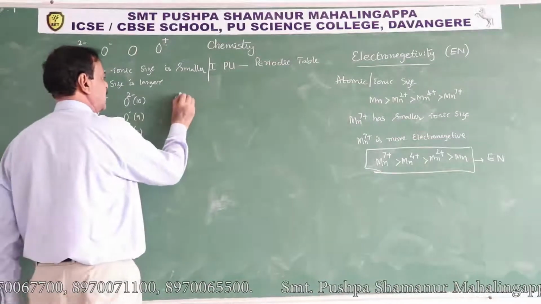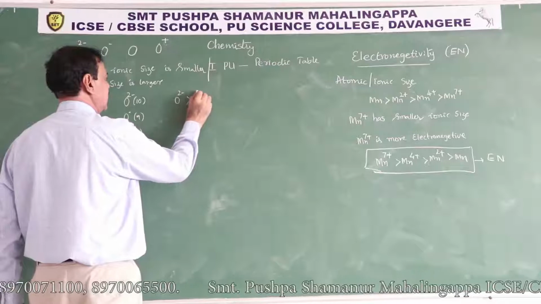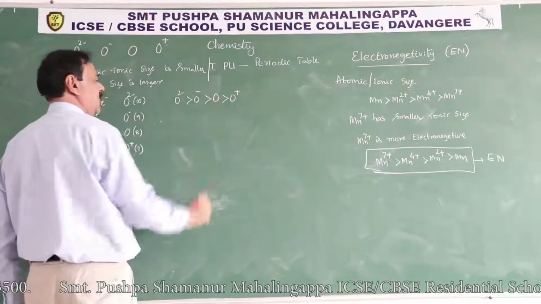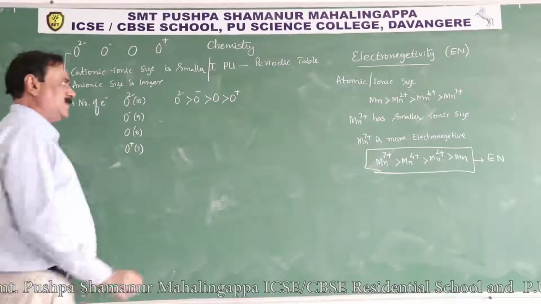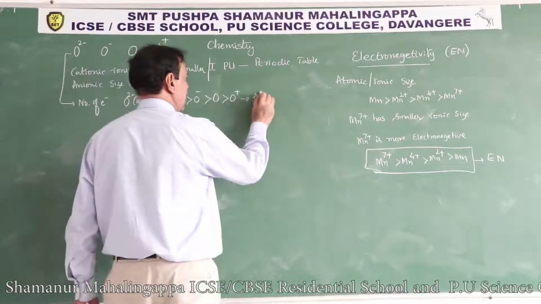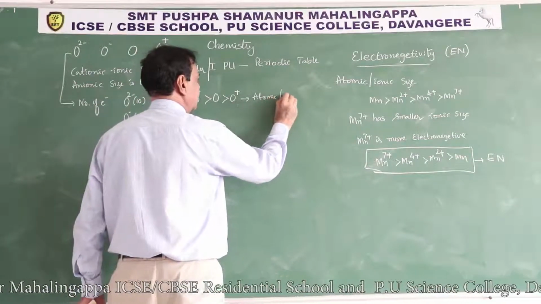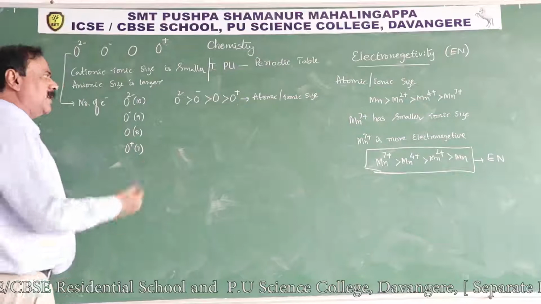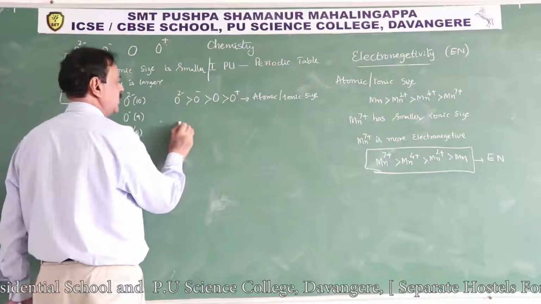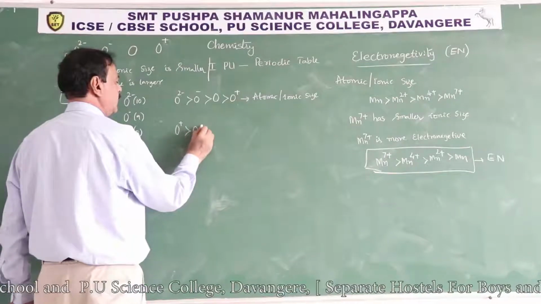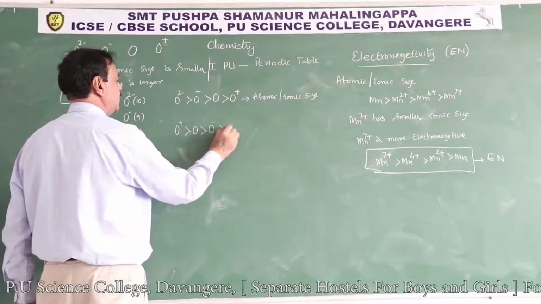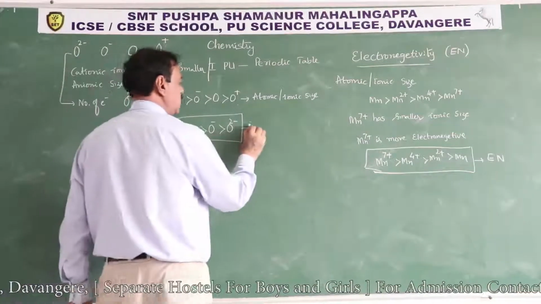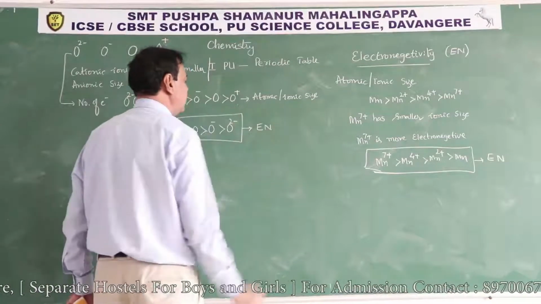Therefore, the ionic size of O2 minus is greater than the ionic size of O minus, greater than the atomic size of oxygen, greater than the ionic size of O plus. This is with respect to atomic or ionic size. Is it clear? Therefore, what about the value of the electronegativity? O plus has more electronegativity than O, which is more electronegative than O minus, which is more electronegative than O2 minus. This is with respect to the electronegativity values.